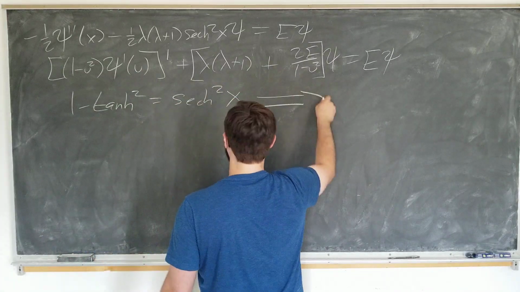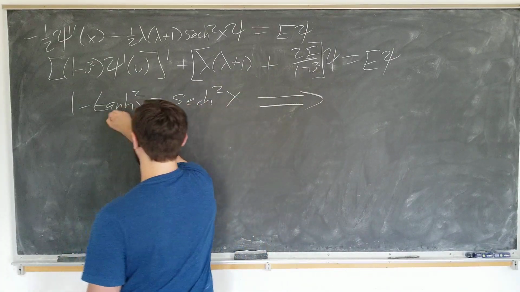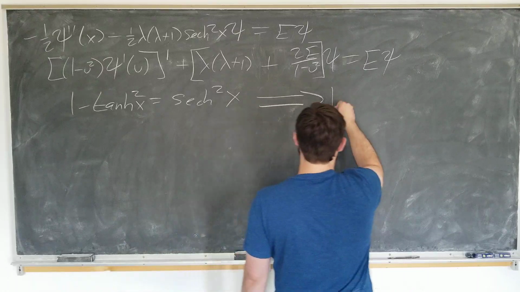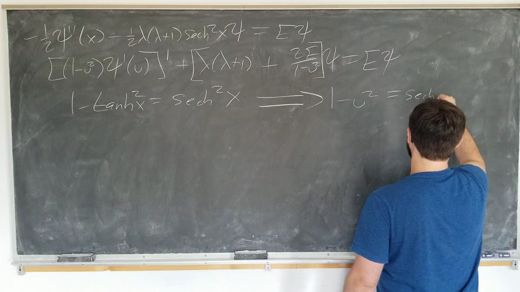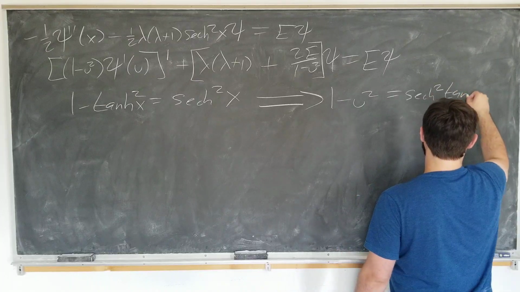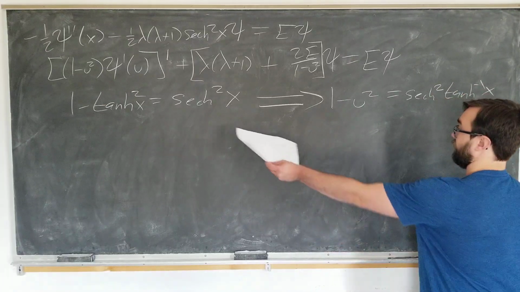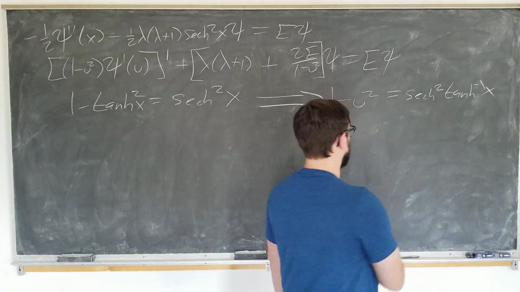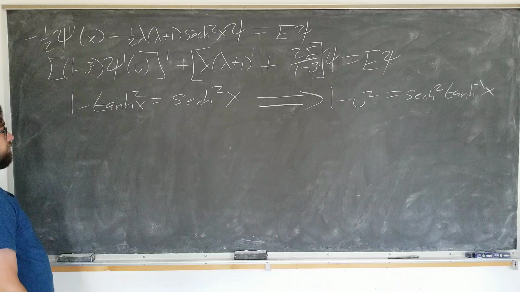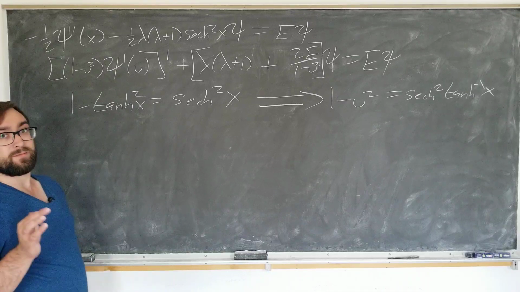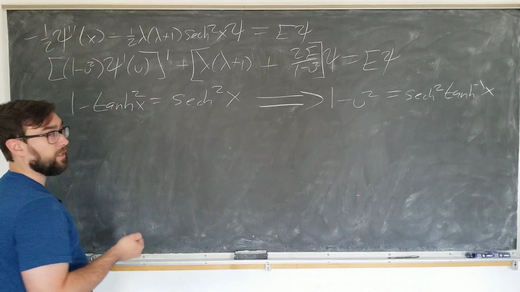So if we recall, we let u be tanh earlier. So then it tells us that 1 minus u squared is equal to sech squared of tanh inverse of x, since x was just inverse tanh. Okay, got that.